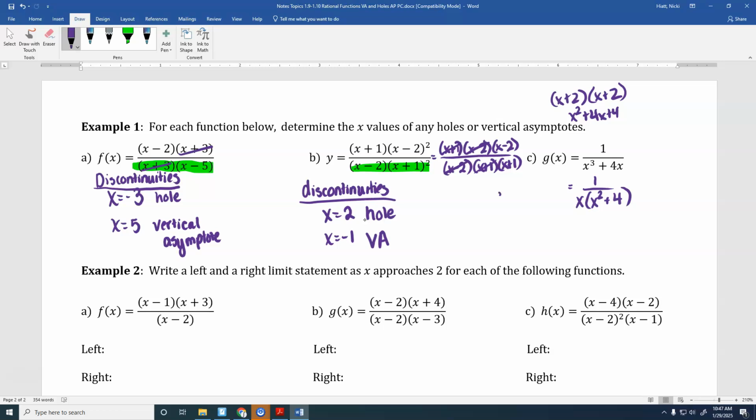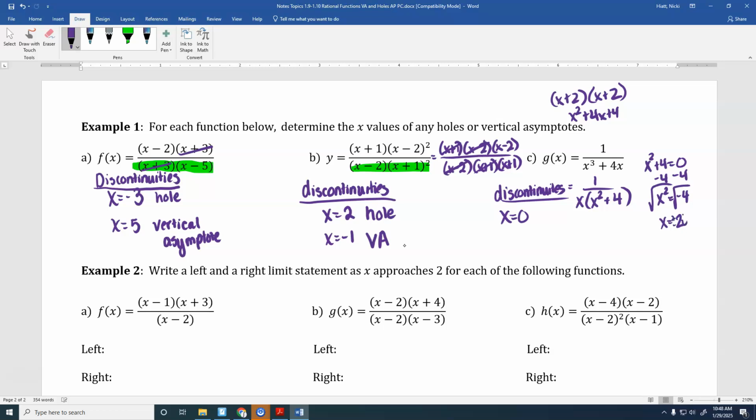So when I'm doing discontinuities for C, this x right here is going to give me x equals 0. What number would make x squared plus 4 equal 0? Let's solve it out. x squared plus 4 equals 0. I would subtract my 4, so x squared would equal negative 4. Then what would I have to do? What do I get? I get plus or minus 2i.